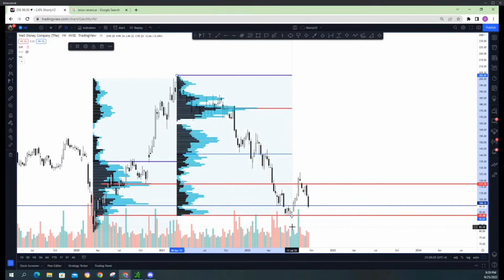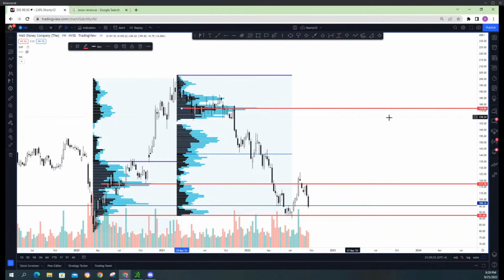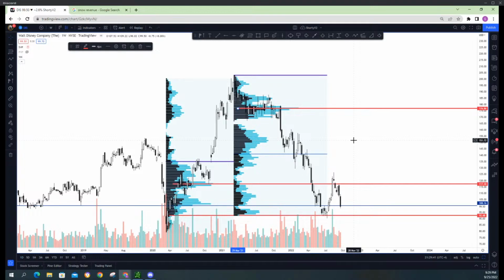Let me see what the sellers say. Yeah, I doubt we go back anytime soon to this level, so you can forget about this. I don't think we'll be touching 177 on Disney. Unless they spin off ESPN, then people will be interested. I'll be interested too.